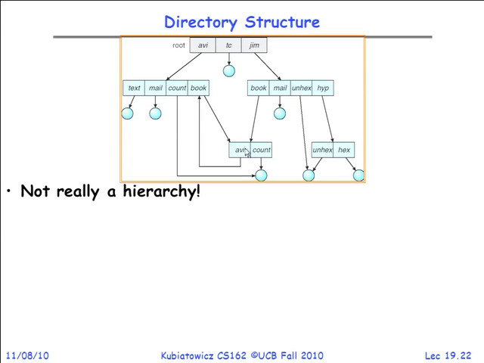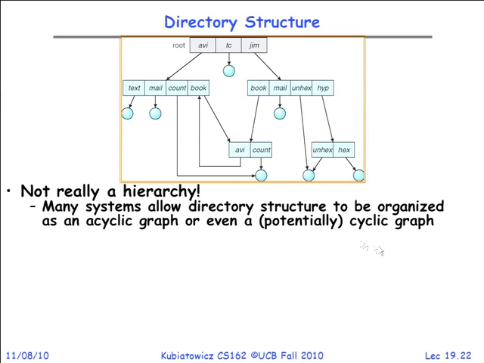And it's not really a hierarchy, because if you notice, this actually has loops in it. So you can create loops in your directory structure if you want. Has anybody ever created a loop in a directory structure, by design or by accident? Yeah. Many systems allow your directory structure to be organized as a graph, and this shouldn't surprise people too much.